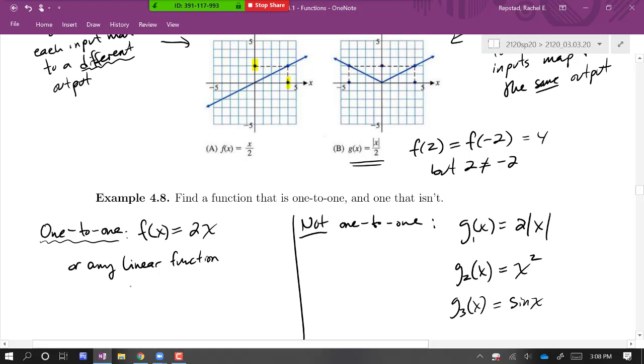Another one-to-one function, call that f2 of x: e to the x is one-to-one. Again, in pre-calc 1, we did some stuff with exponential functions.